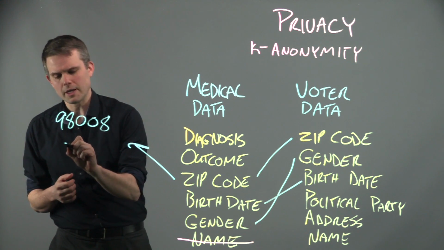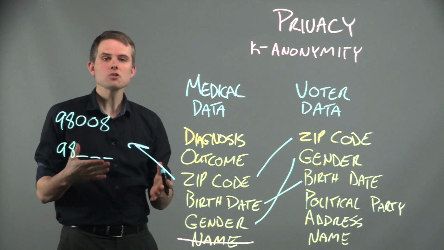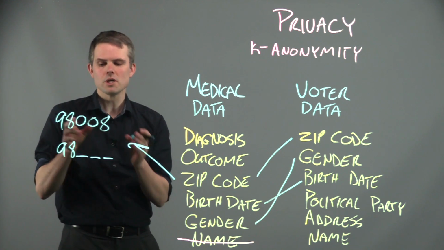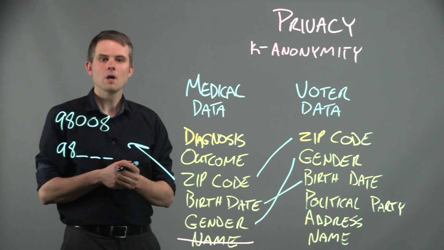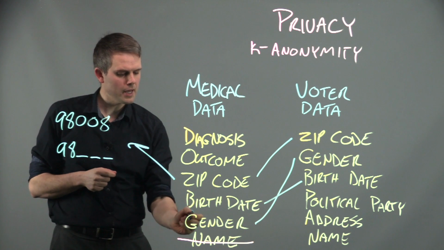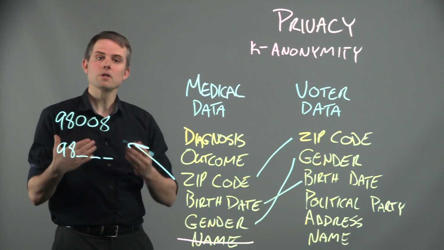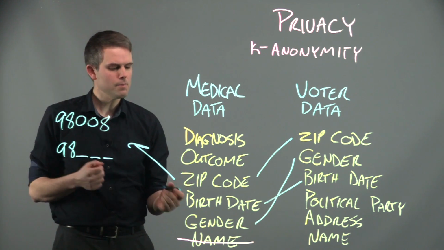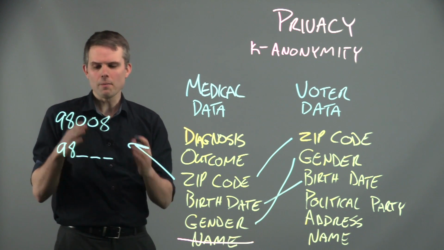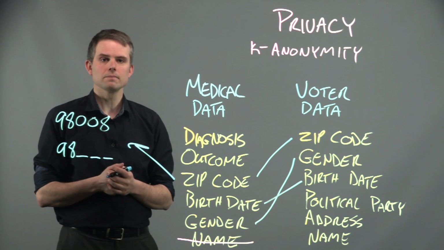An easy way to transform this to make it apply to more records within the data set would be to change it so it's something like 98 blank blank blank. And in this way, many more records will be matched to this broader set of zip codes than this individual one. So while in this original zip code we might have had only one person with this birthday and this gender, in this new broader zip code, K may have increased to 8 entries, or there's 8 people with the same birth date and gender in this broader zip code. So in that way, by making this generalization, we've increased the K of this data set.